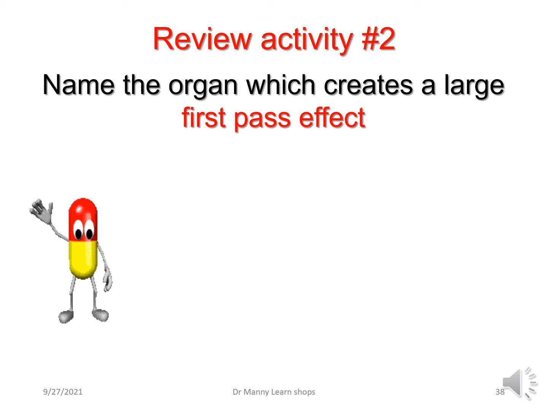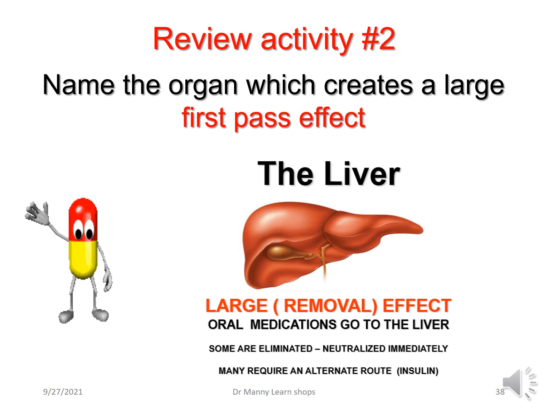Name the organ which creates a large first pass effect and eliminates most, if not the majority, of the medication. The organ is the liver. It has a large first pass removal effect. And this is for oral medications because they go to the liver. Some are eliminated, some are neutralized immediately. Many require an alternative route, such as insulin.